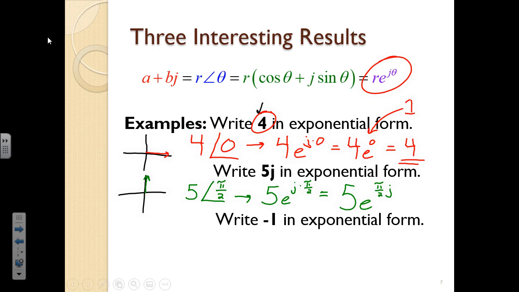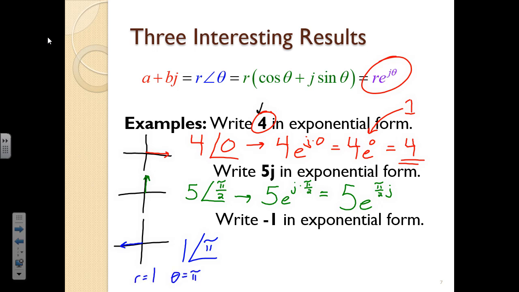What about negative 1? This one's particularly interesting. What will the real number negative 1 look like? Well, negative 1 would point straight to the left with no imaginary component. If we put that in polar form, that would be the same as 1 at an angle of 180 degrees, or we would say pi, right? Make sure you agree with that. The magnitude is 1, our angle is pi.